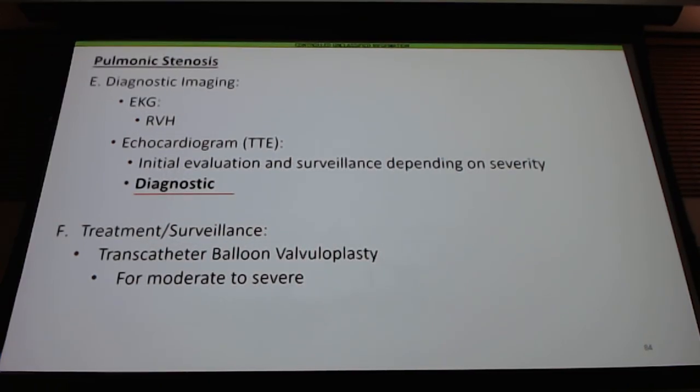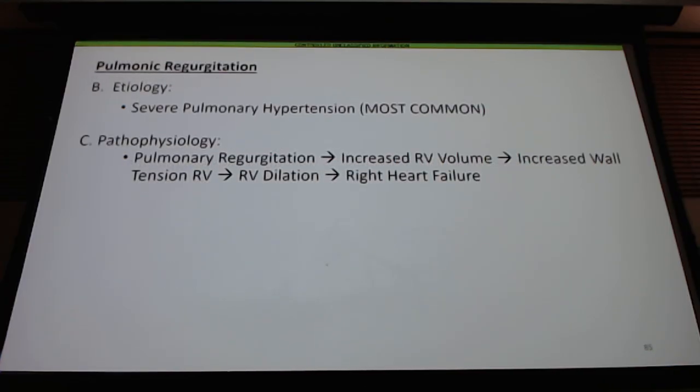Echocardiogram is going to be diagnostic of it. On your EKG, you're going to see that right ventricular hypertrophy. And then the treatments for this can be the balloon valvuloplasty or valvotomy, but it could also be doing a valve replacement if they're not a candidate for that or if that doesn't work.